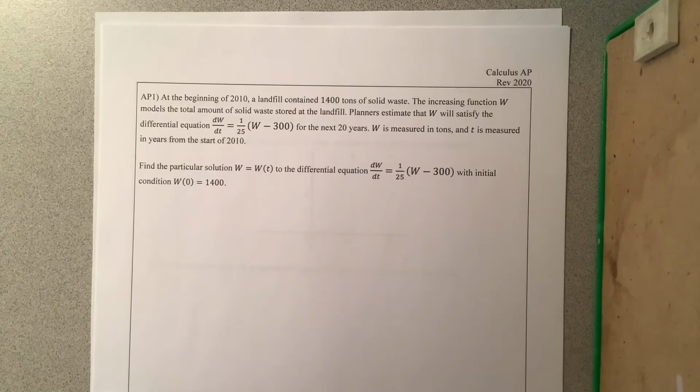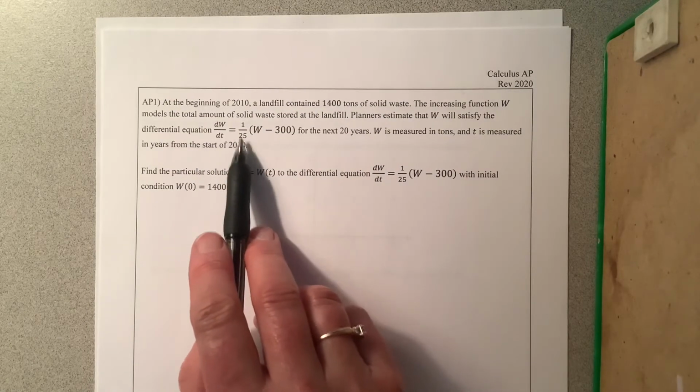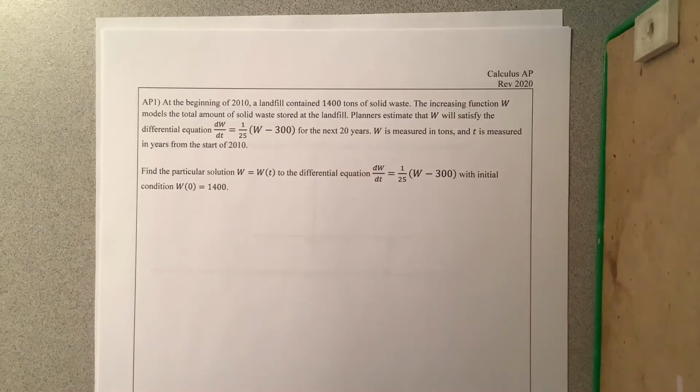Okay, at the beginning of 2010, a landfill contained 1,400 tons of solid waste. An increasing function W models the total amount of solid waste in the landfill. Planners estimate that W will satisfy the differential equation dW/dt equals 1/25 (W minus 300) for the next 20 years. Find the particular solution with the initial condition of W of 0 equals 1,400.